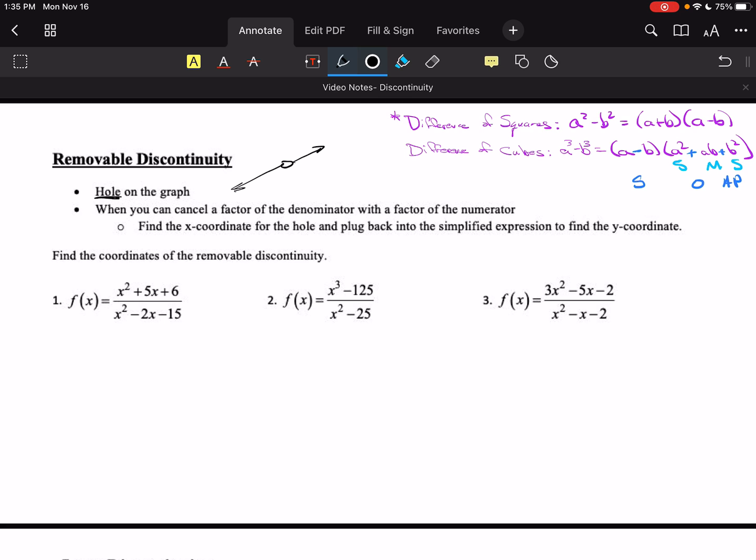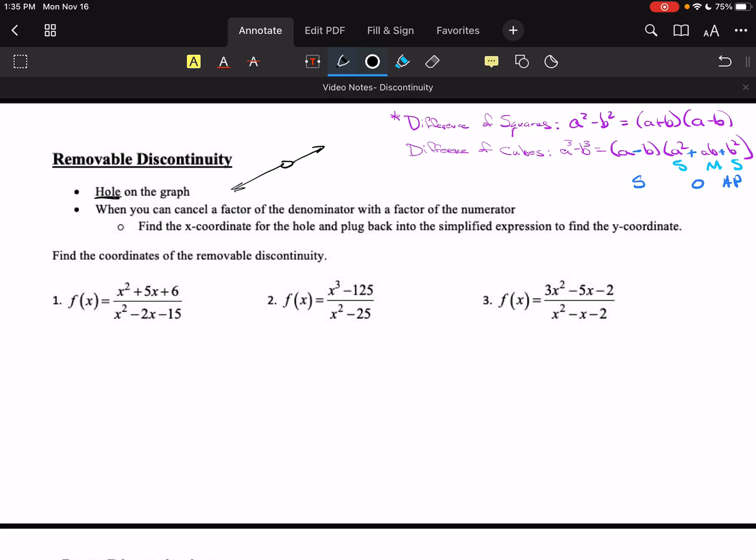Okay. Now, we get holes in our graph when we cancel factors from the denominator and the numerator. So I want to make sure I have my top and bottom of my rational function factored as completely as possible, and then if something cancels out, that's where the removable hole comes from.